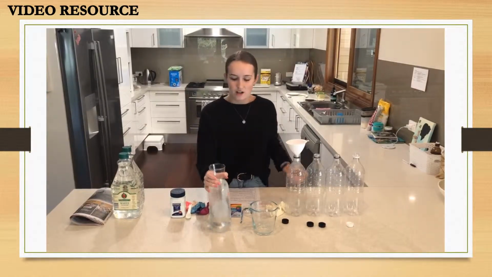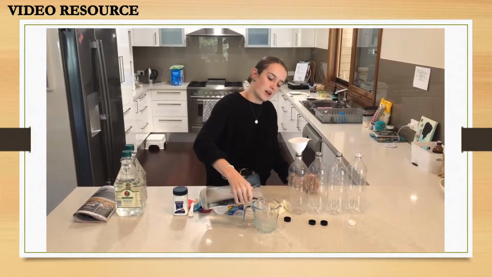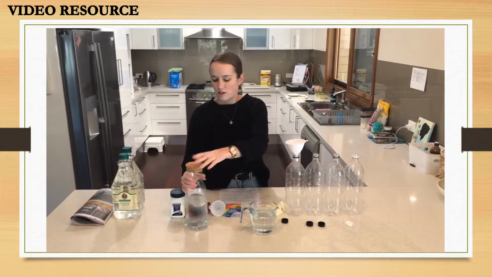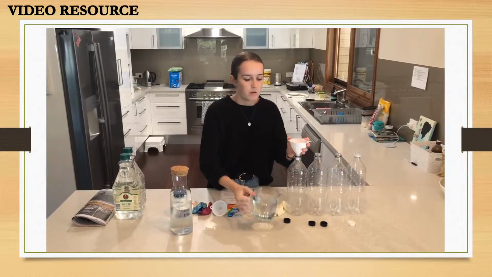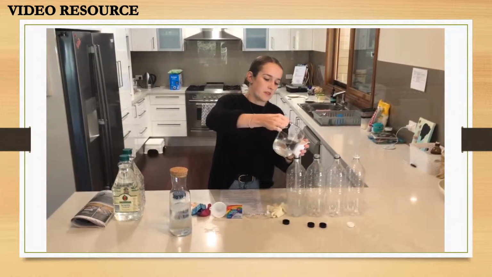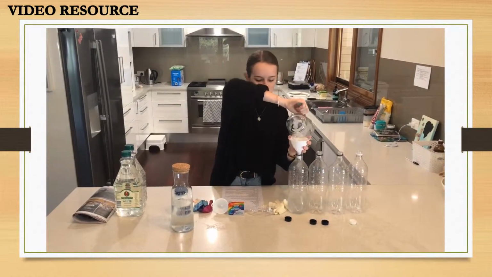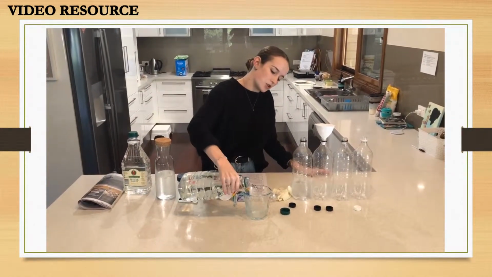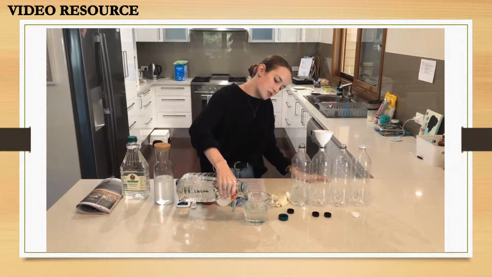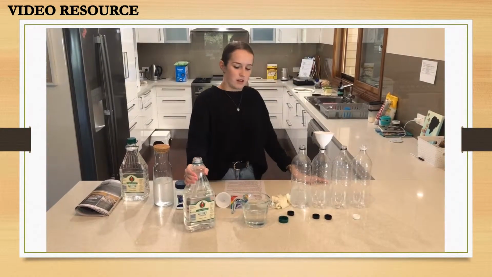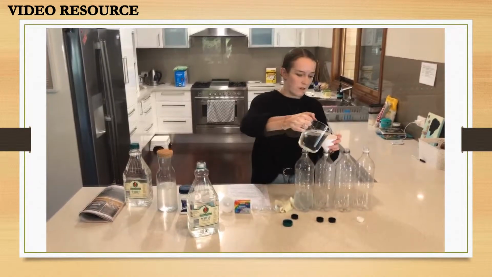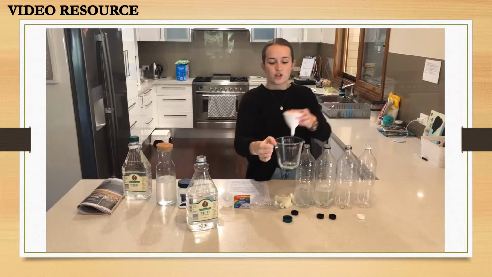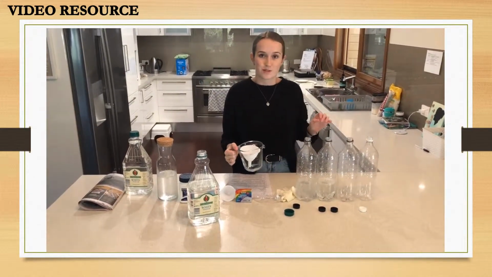Next we're going to measure 2 cups of water into our measuring jug, and then using our funnel, pour it into one of the bottles. Next, do the same but with the vinegar. Measure 2 cups into the measuring jug, and then pour it into our next bottle. And then do the exact same thing for the other 2 cups.